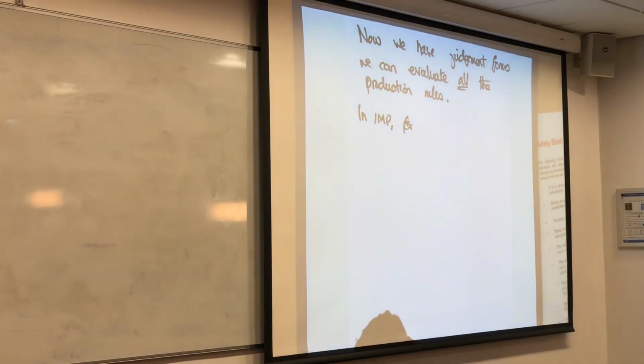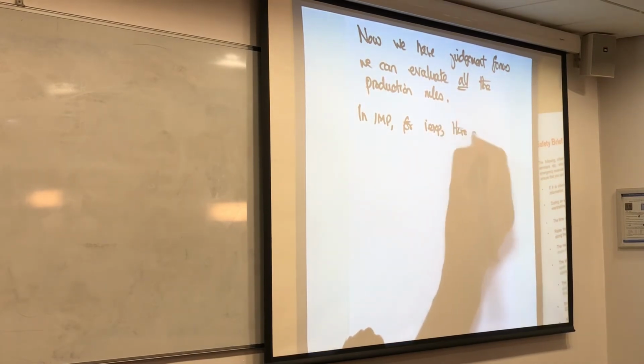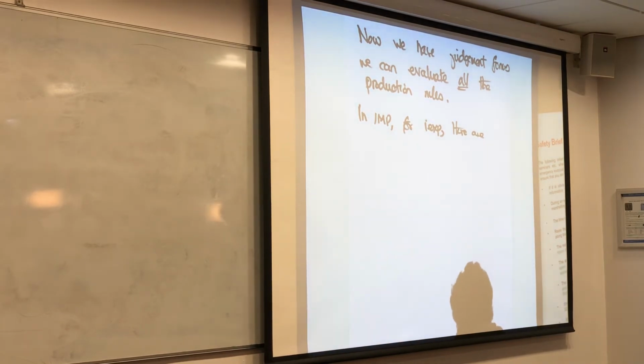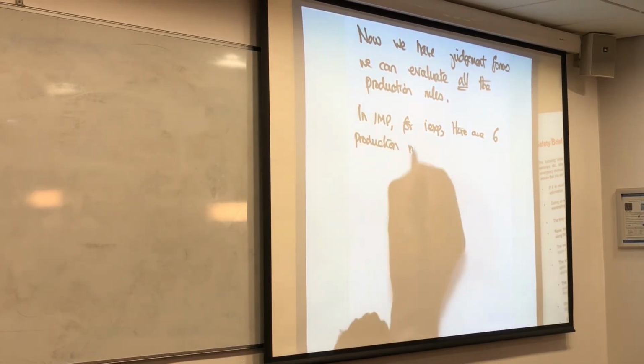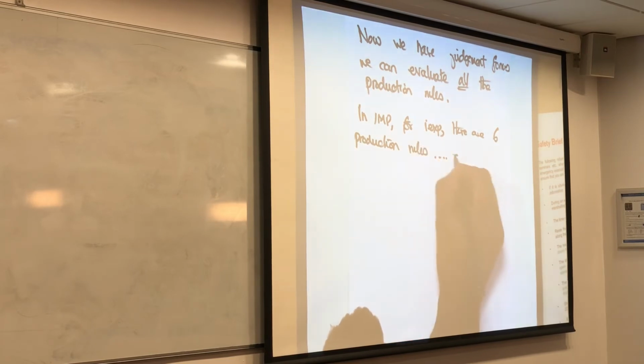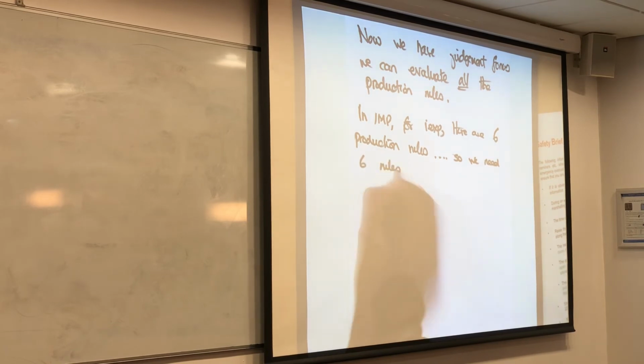So for integer expressions, there are values, variables, plus, minus, new, and do. 6. So we need 6 rules, 1 for each of them. Just like the previous language had plus, minus, and numbers, so we had 3 rules. Integer expressions have 6 production rules, so we'll get 6 evaluation rules.